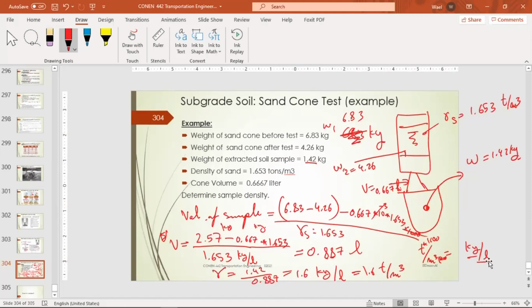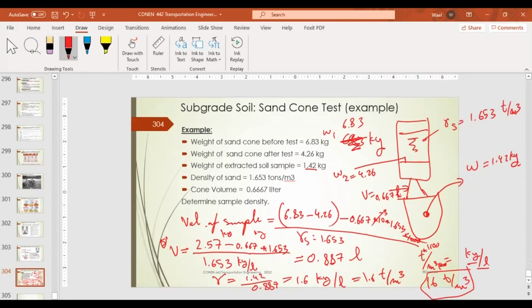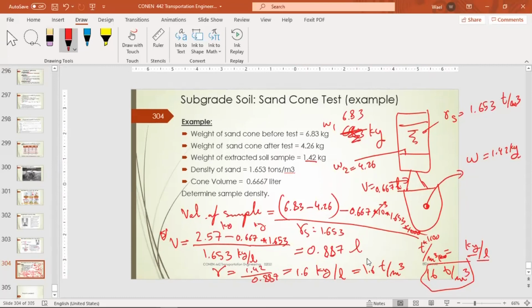For example, if you come up with a density that is 16 ton per meter cube, is this a correct density? Does this value make sense for soil? No. Why? It doesn't make sense. You are correct. But why?